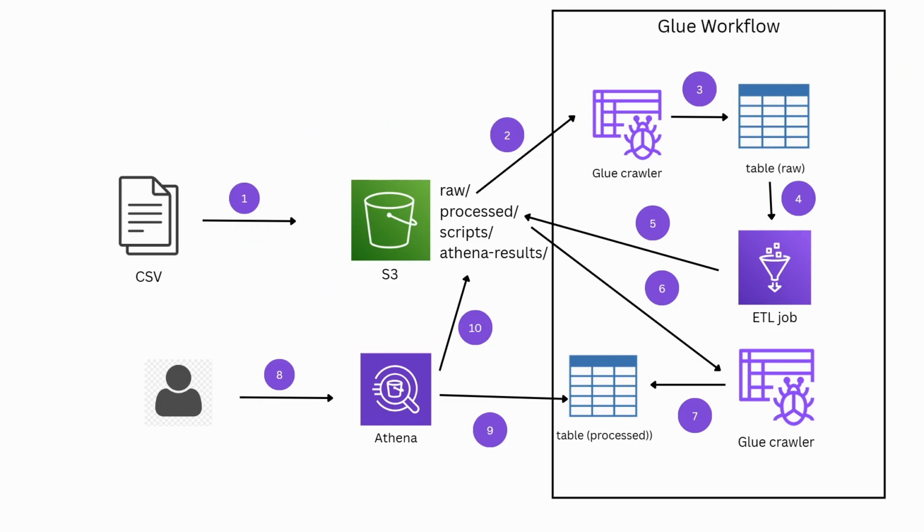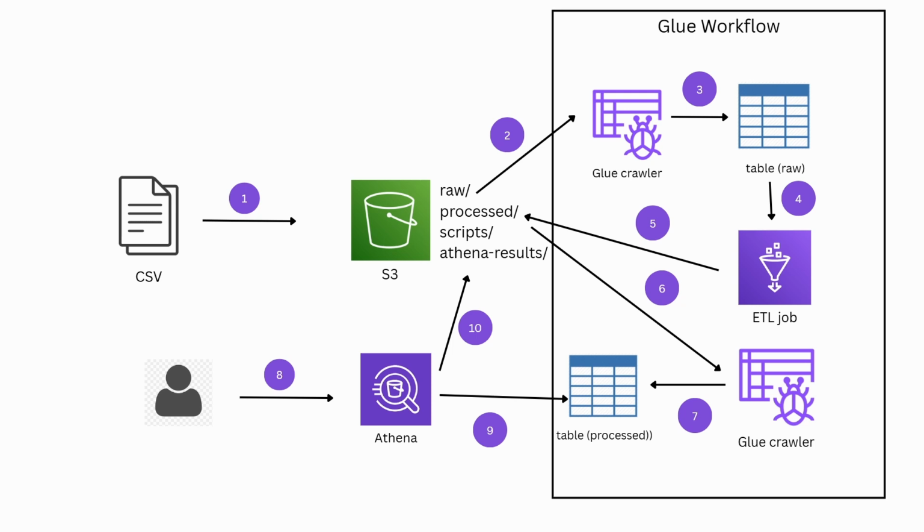Now let's take a look at the architecture that we're going to implement for this project. We start off with the raw CSV data, which is going to be uploaded to the raw folder of the S3 bucket. This is the raw folder. We have several folders, and I'm going to explain what each folder is for. After the CSV data is uploaded to the S3 bucket, a Glue crawler is going to detect the schema automatically. It's going to create a table in the Glue data catalog, and we're going to call it the raw table.